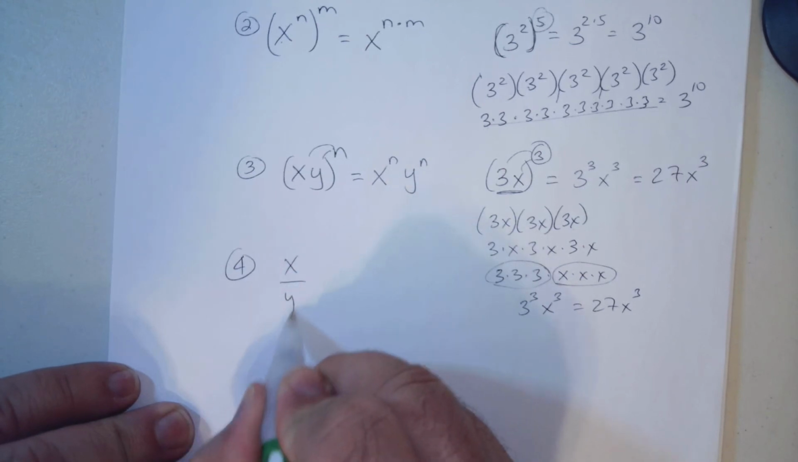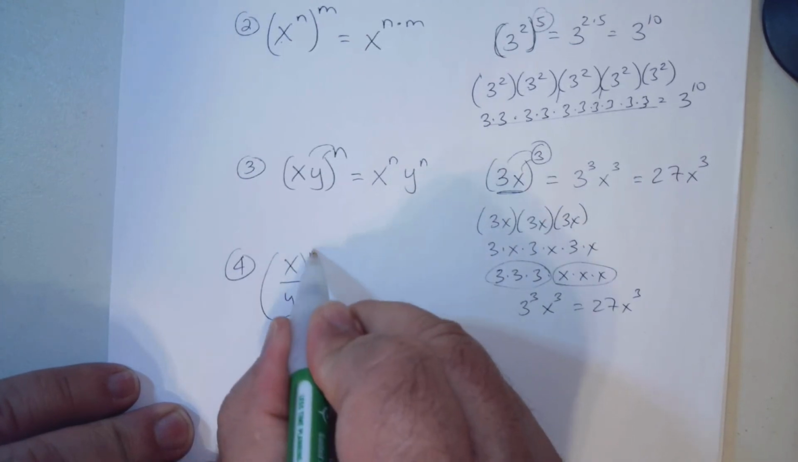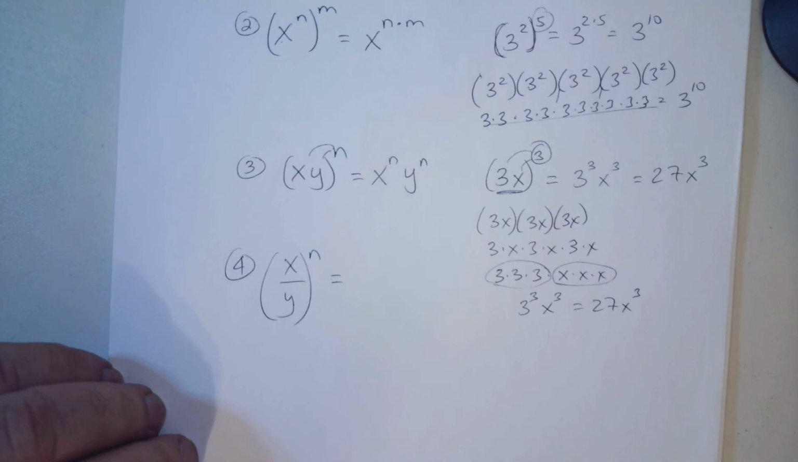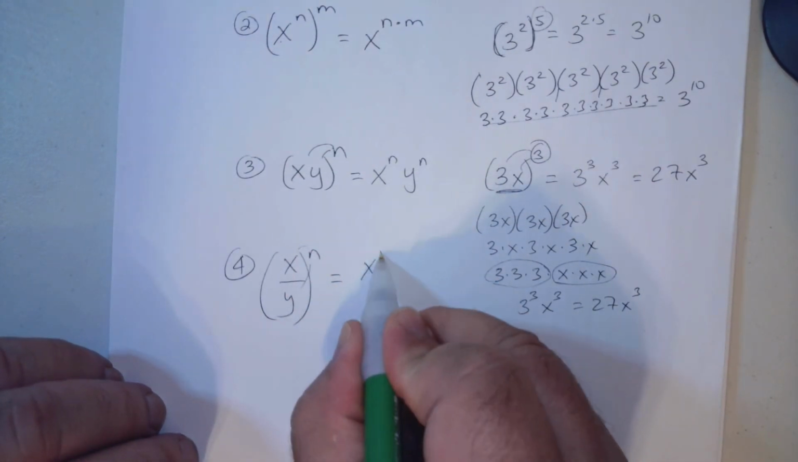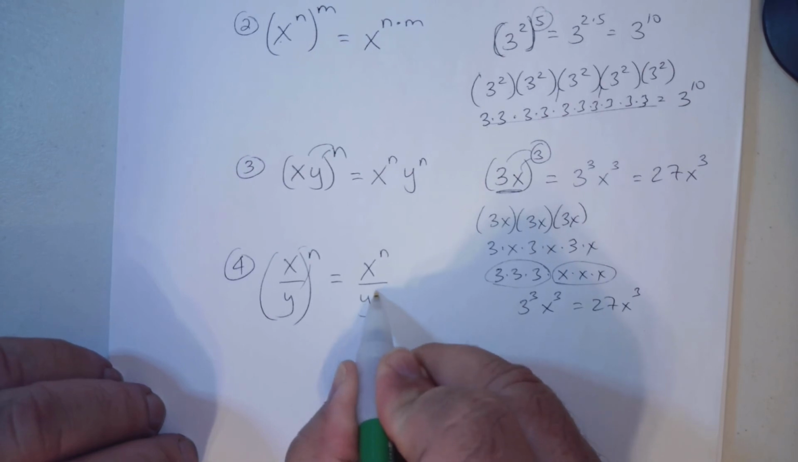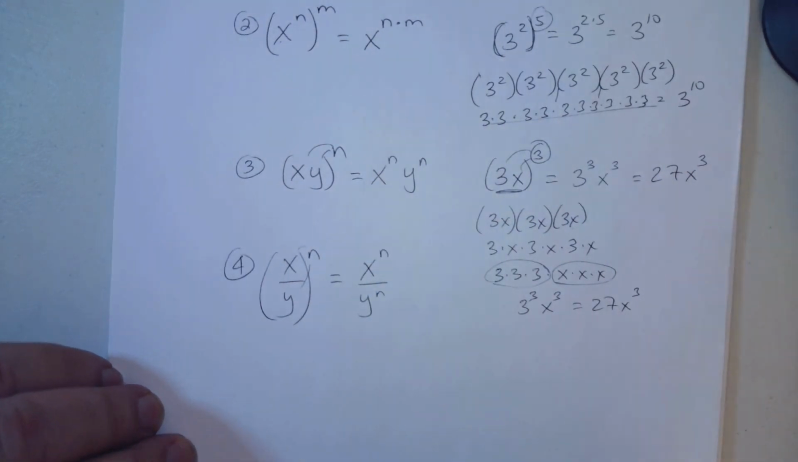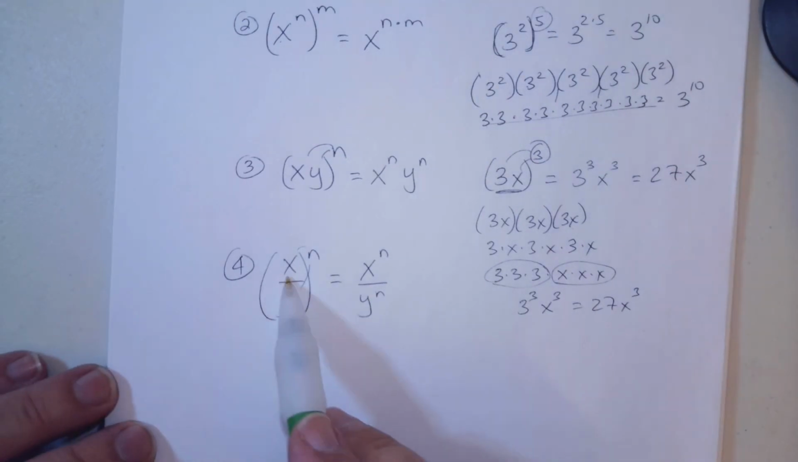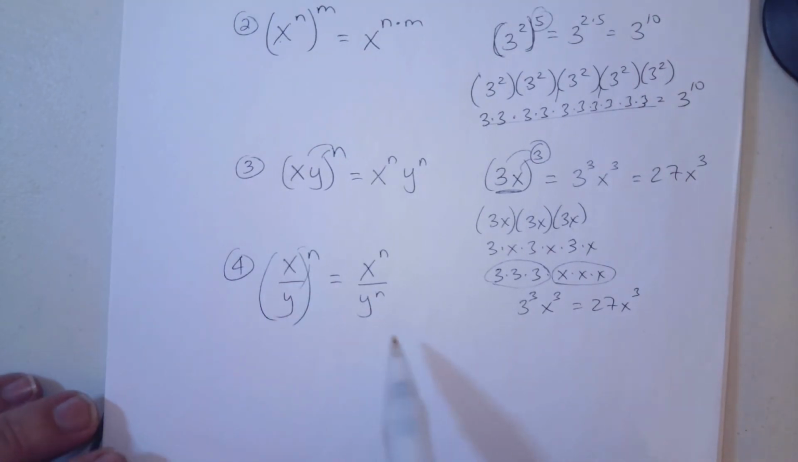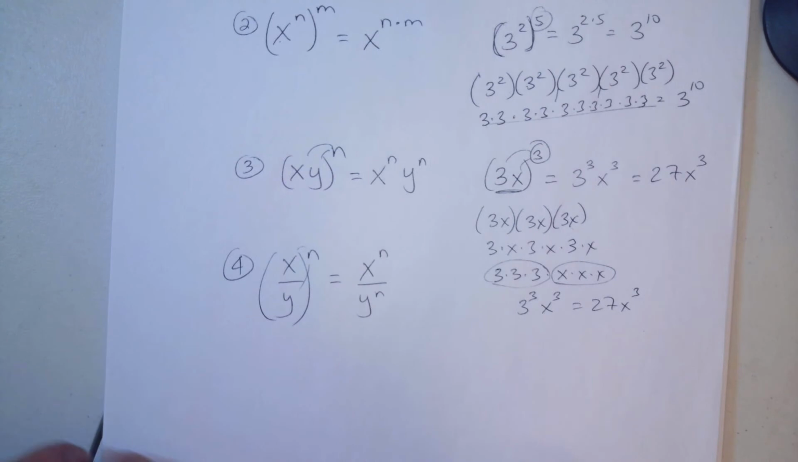This also works with division. If you have a fraction raised to a power, same logic. All you do is expand it. You have n of the top ones, n of the bottom ones, so it becomes there.